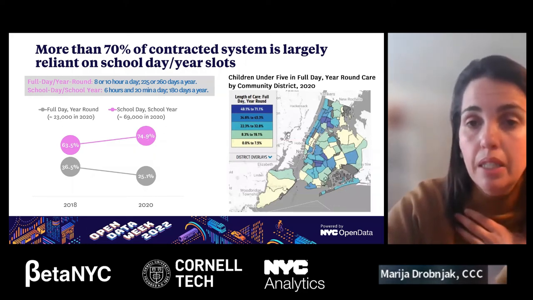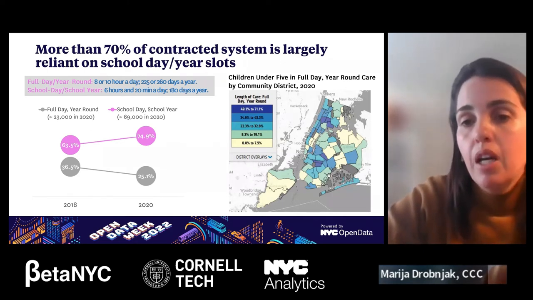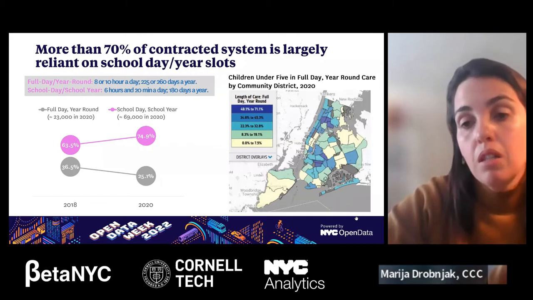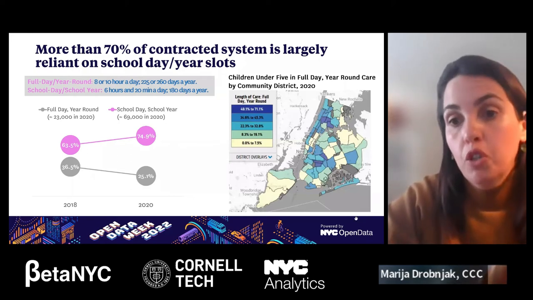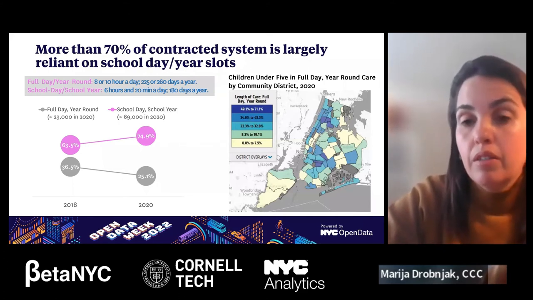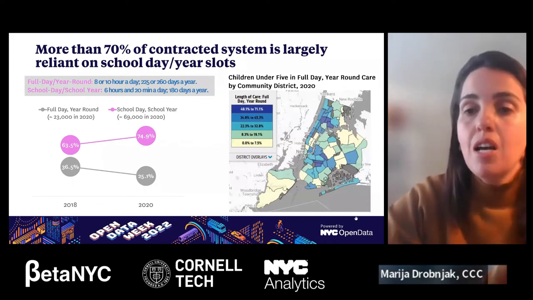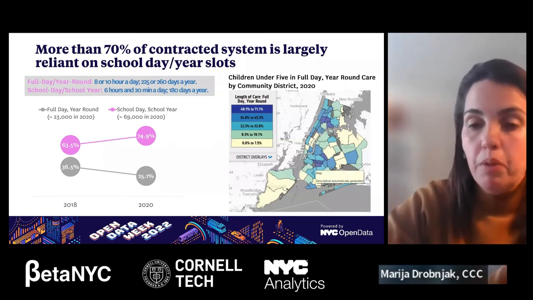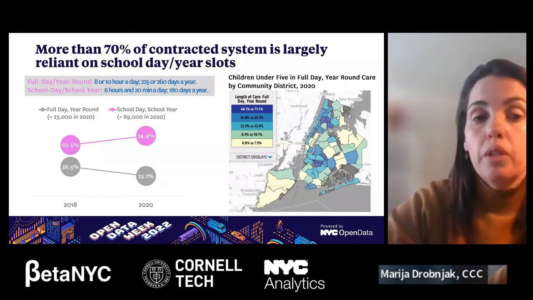And on this map on the right, I included the community district map with children under 5 in full day care. And we can see it's actually very similar to that map of children in low-income households. It is mainly because these full day year-round seats are in those historically subsidized centers, those that we used to call Early Learn. On our database, you can also flip through the map that shows school day care. And then we see really many communities, all of those that are light yellow here are actually dark blue, which means almost 100% of contracted seats are just school day, school year.